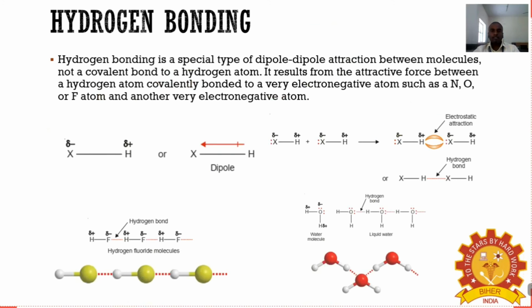Next one is hydrogen bonding. Hydrogen bonding is a special case of dipole-dipole attraction between molecules, not a covalent bond. You see the example here. Let's take HCl, hydrochloric acid. Here Cl has large electronegativity, so it forms delta negative, and hydrogen has weak electronegativity. That's why we put delta positive.